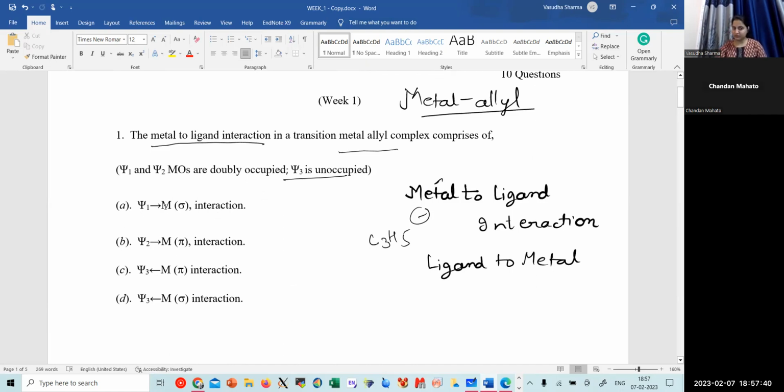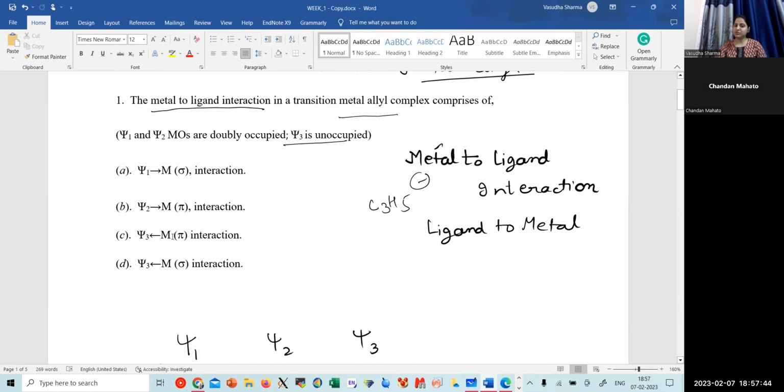So Psi1 to M, it is ligand to metal interaction, which is sigma bonding. Psi2 to metal, it is a pi interaction, which is again ligand to metal because the ligand is giving electrons to your metal. The metal is having empty orbitals. So they are making a sigma or pi bond, but that interaction is going from your ligand to metal. That's why the arrows are defined like this. Psi1 is ligand to metal. Psi2 is ligand to metal.